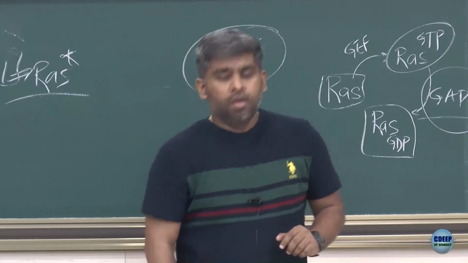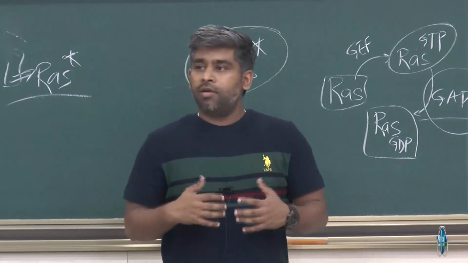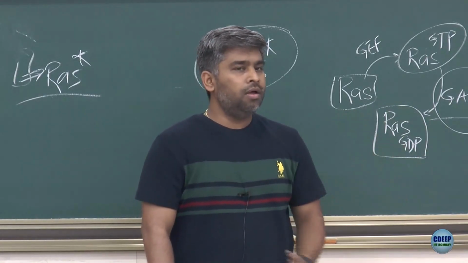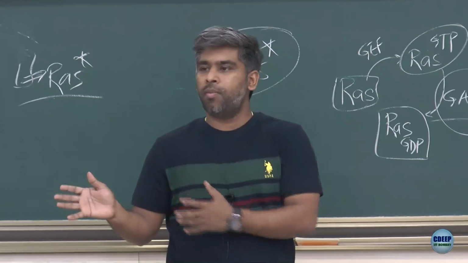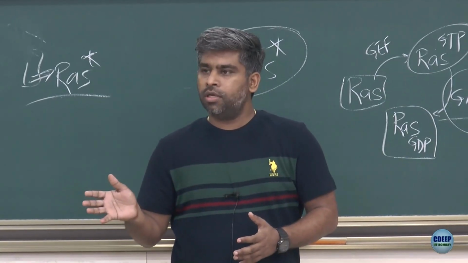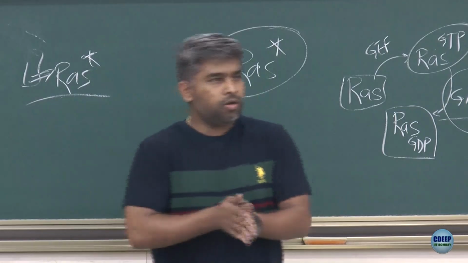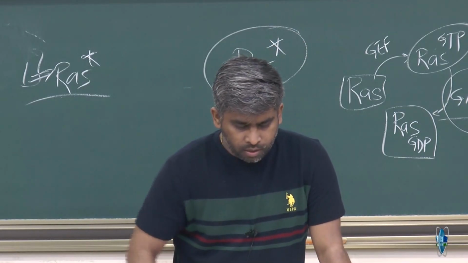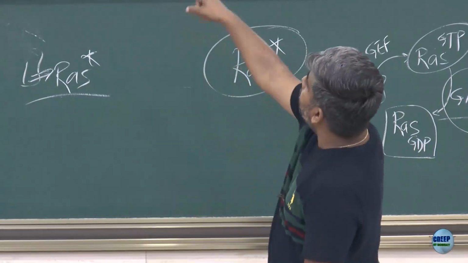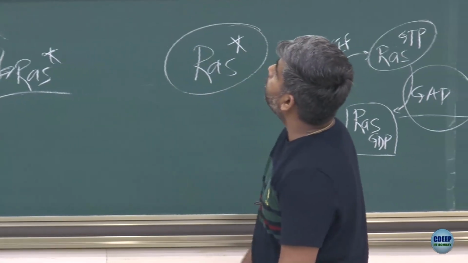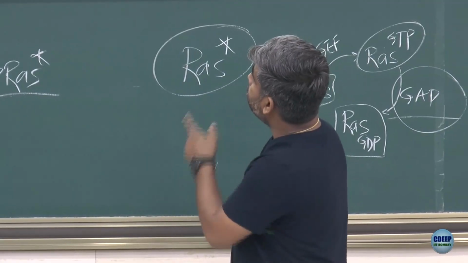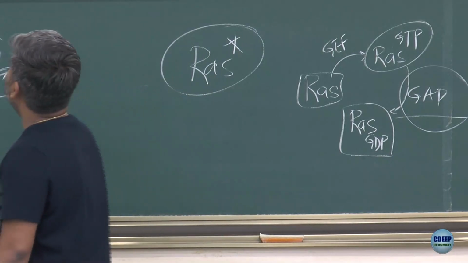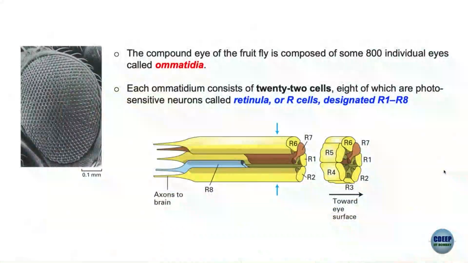Many years ago, most of our understanding of the RAS MAP kinase pathway comes from studies in Drosophila and C. elegans, a nematode. Have you heard about C. elegans? Good. It's another very good model system. So in Drosophila, the compound eye: if you look at this electron micrographic image on the left, that is the Drosophila compound eye, and it is composed of 800 individual eyes called ommatidia.